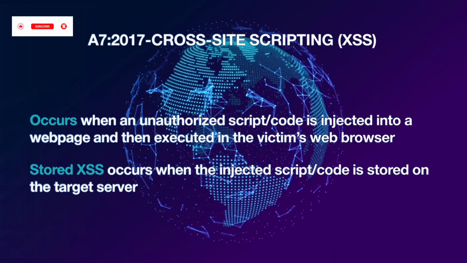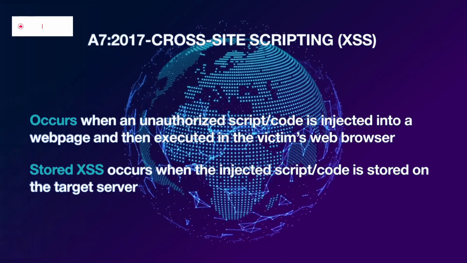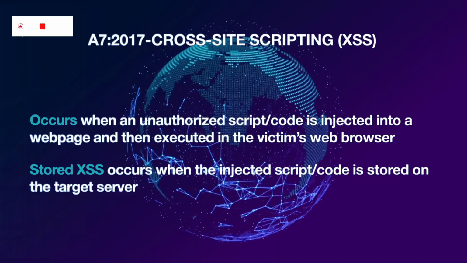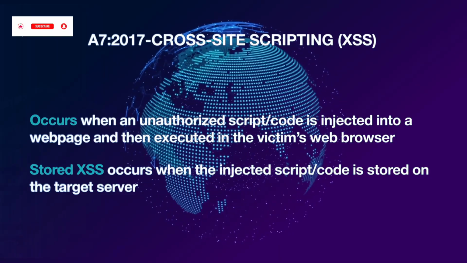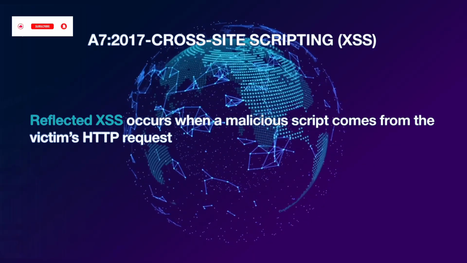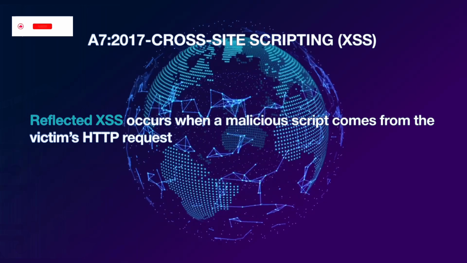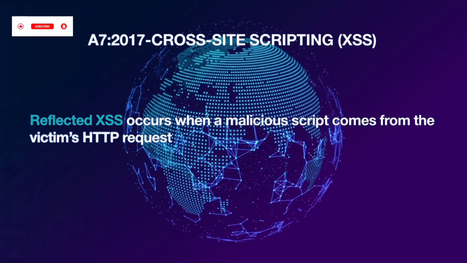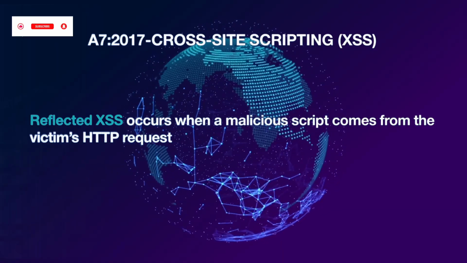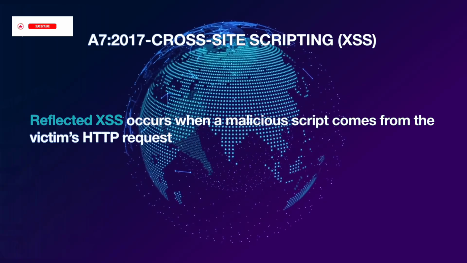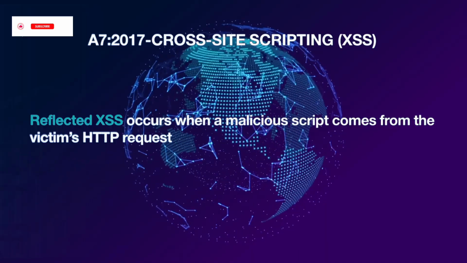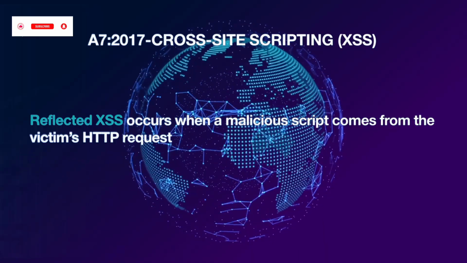Now, stored cross-site scripting occurs when the injected script code is stored on the targeted server. So an attacker stores the script on the server and then tricks a user into executing it in their web browser. And then we have a reflected cross-site scripting attack, which occurs when a malicious script comes from the victim's hypertext transfer protocol or HTTP request. Then we have document object model or DOM cross-site scripting, which occurs when the DOM environment is modified to execute the injected code. Now I am going to show you an example of how this works.